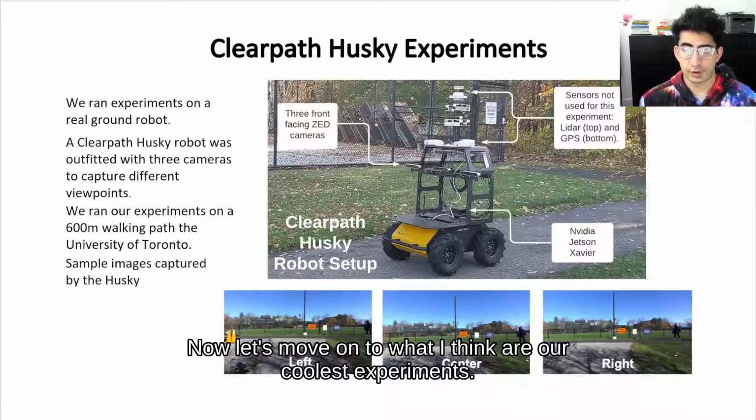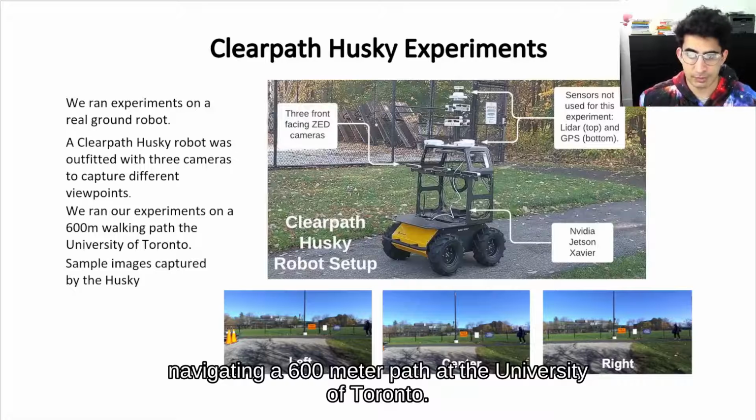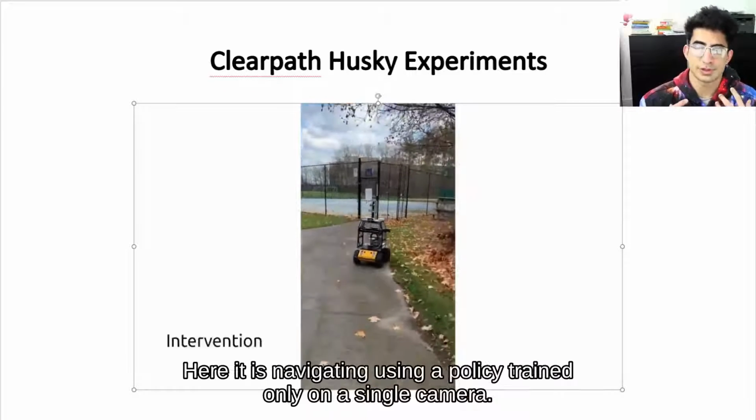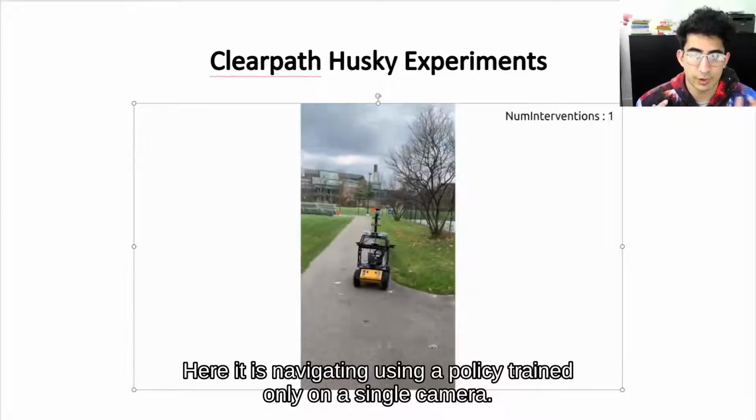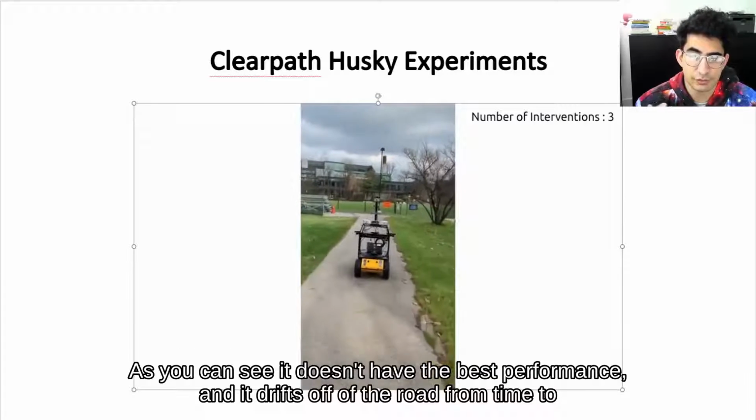Now let's move on to what I think are our coolest experiments. These are the experiments we performed on a real-life Clearpath Husky robot tasked with navigating a 600-meter path at the University of Toronto. The setup is analogous to the driving simulation experiment. Here it is navigating using a policy trained only on a single camera.